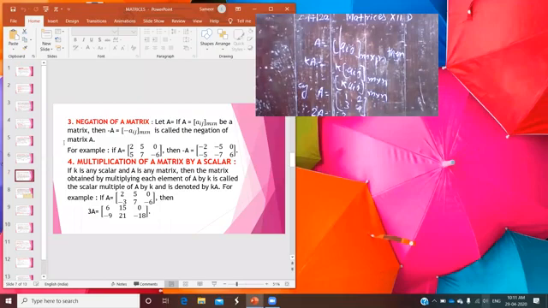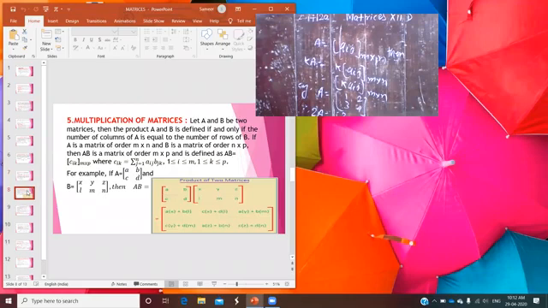So in this way, you can see the multiplication of a matrix by a scalar number. Your next slide is multiplication of matrices. The multiplication of matrices is quite different, and you have to concentrate on how you multiply one matrix by another matrix. First of all, you have to see what the condition is when any matrix is multiplied by another matrix. That is a very important point.